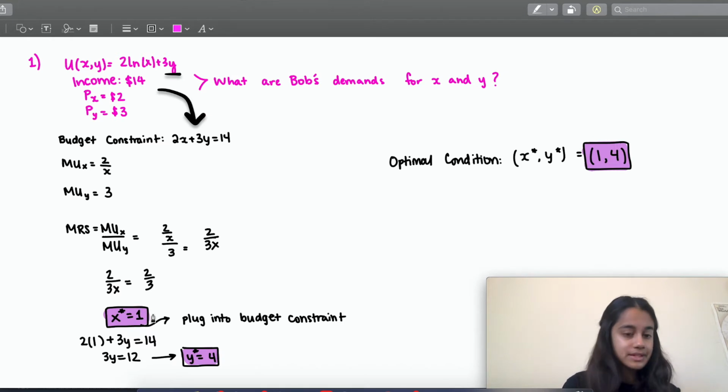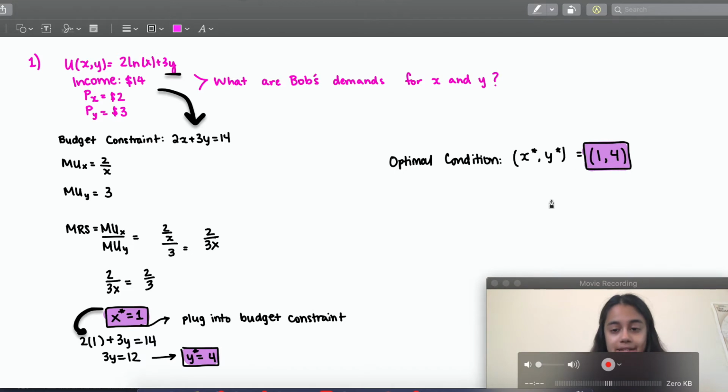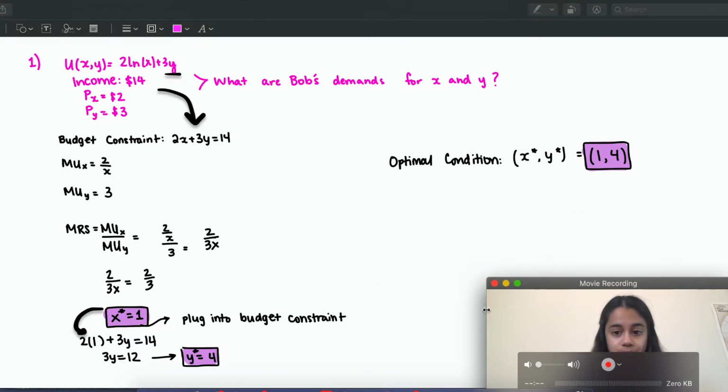Now, same thing, right? We're constrained by our income, so we will plug that 1 back into our budget constraint from here, and you would get 2 plus 3y is equal to 14, 3y is equal to 12, and then y is equal to 4, right? That is our optimal condition.